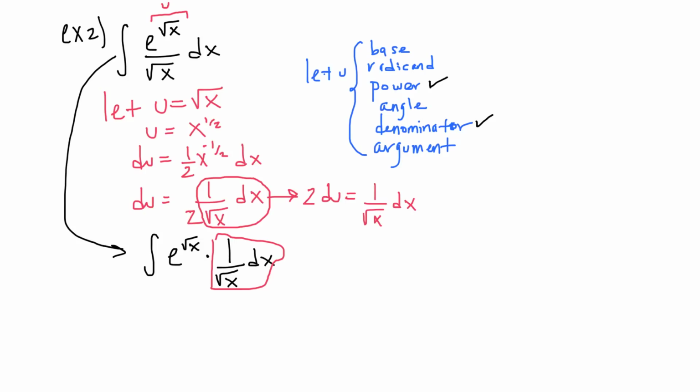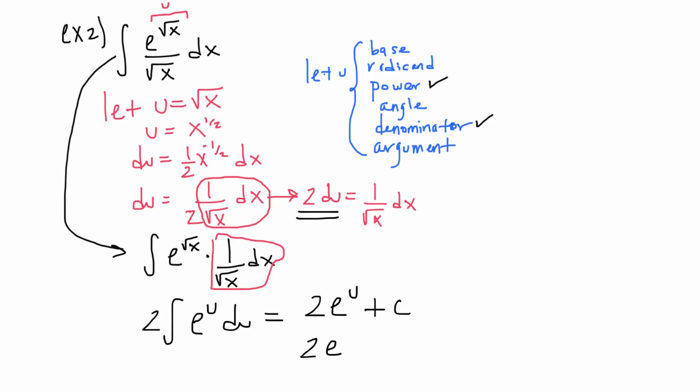So then, now I have the integral of e to the square root of x, and that was the u substitution. So e to the u, and then 1 over square root of x dx is now 2 du. And we can take this integral. It's just e to the u again plus c. And now we can do back substitution and say this is 2e to the square root of x plus c.